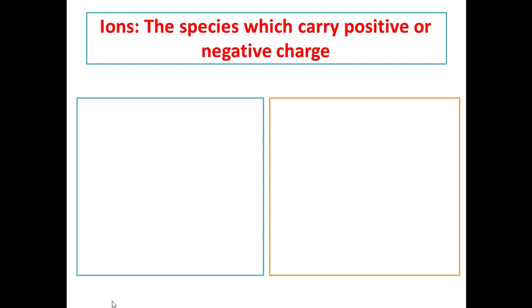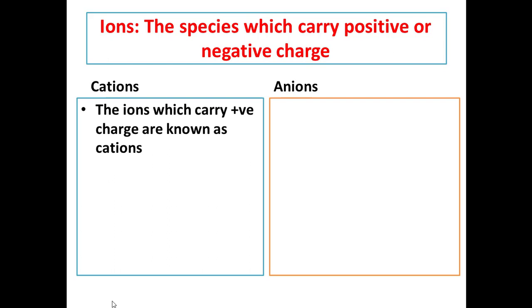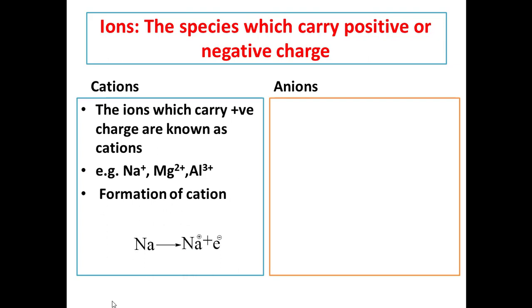So what is an ion? The species which carry positive or negative charge are called ions. Ions are obtained from atoms. There are two types of ions, cations and anions. What is a cation? The ions which carry positive charge are known as cations. For example, Na+, Mg2+, Al3+. How is a cation formed? When an atom loses one or more electrons, then it gets a positive charge on it and it can be called a cation.